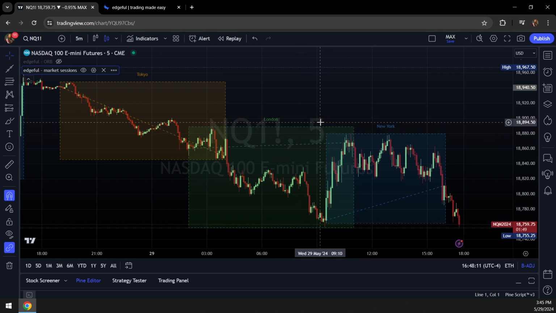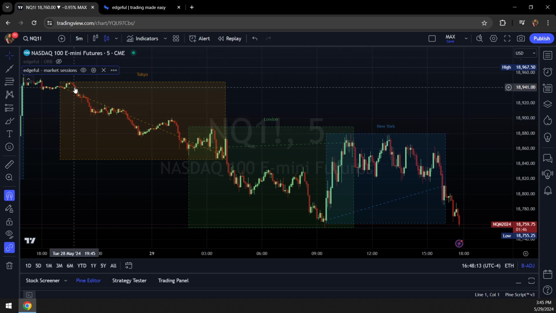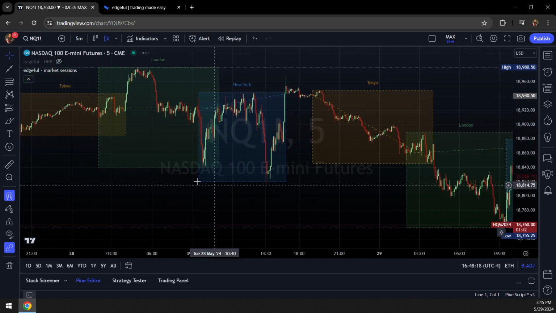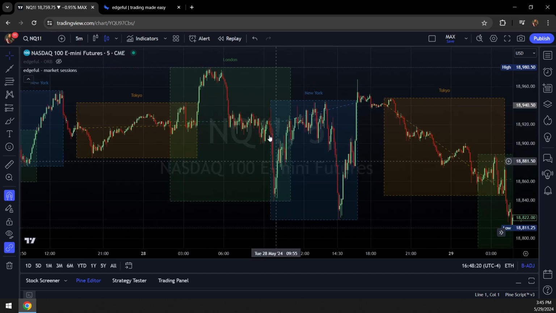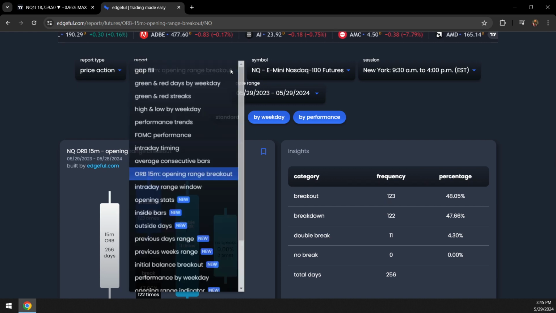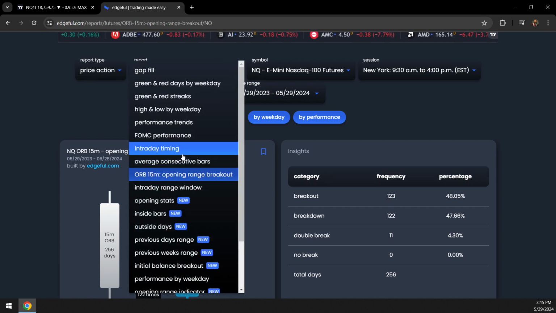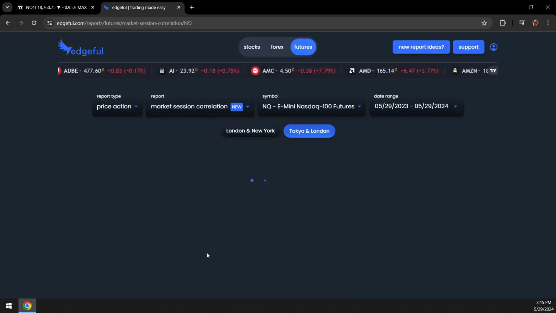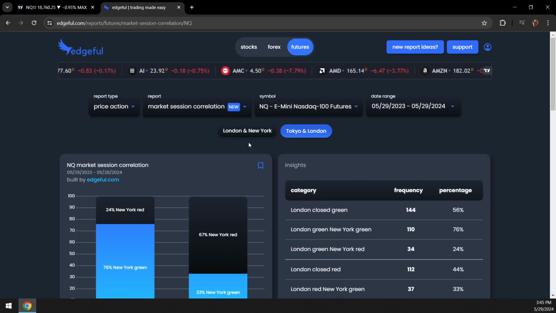It's very easy to see and just do this during the day. For those of you that do trade Globex, you can keep track of some of this stuff. And then there's a report. Let me find market sessions. Where's market sessions? So here's a report that goes with that.